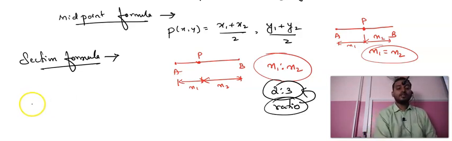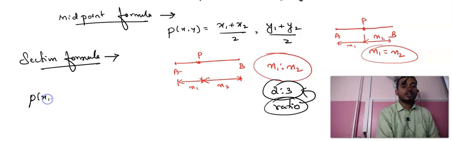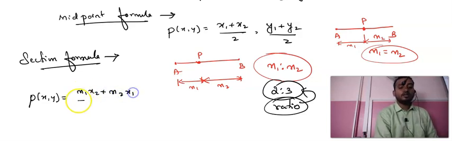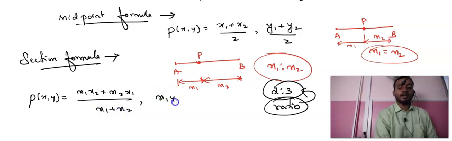Okay. Then we have the section formula: P of x comma y is equal to M1 x2 plus M2 x1 divided by M1 plus M2, comma, M1 y2 plus M2 y1 by M1 plus M2.